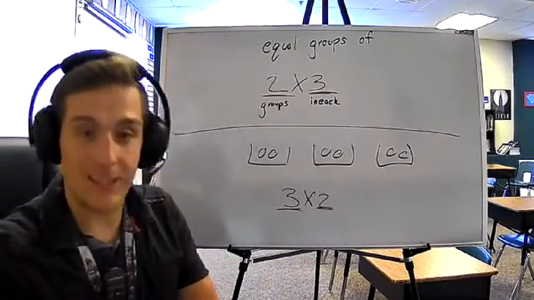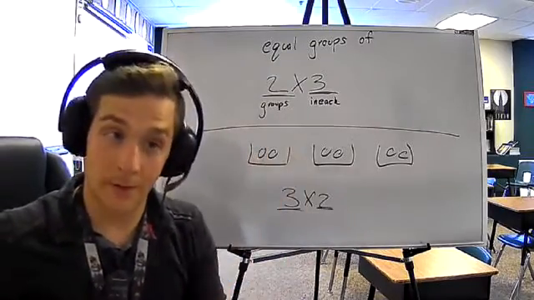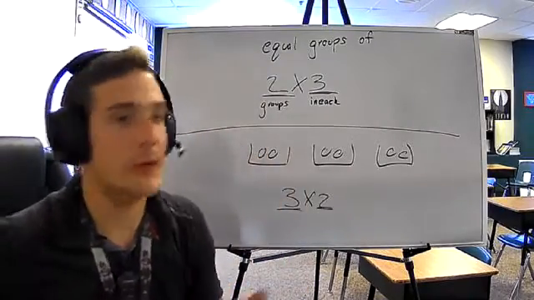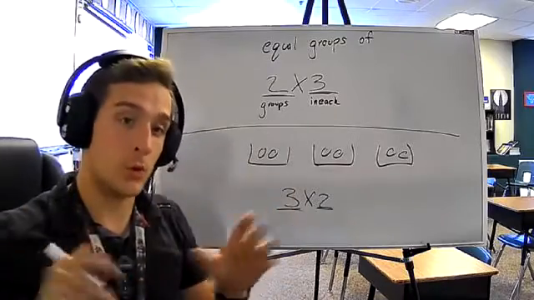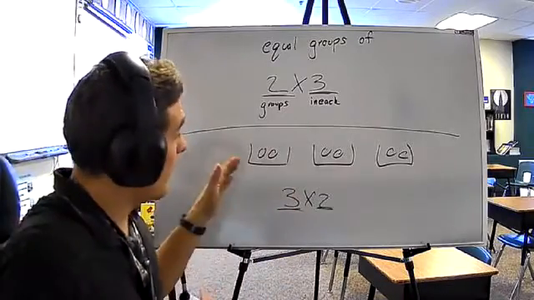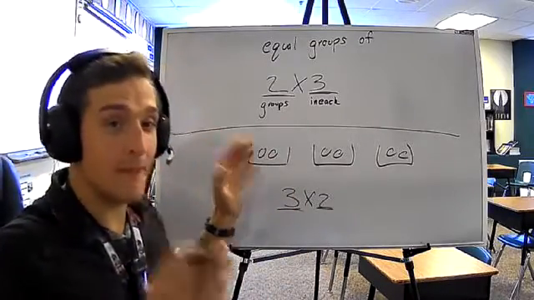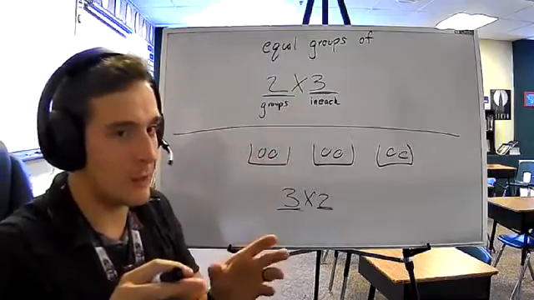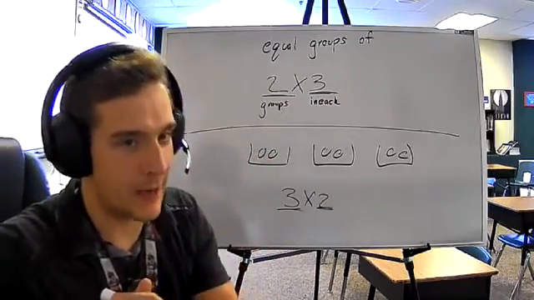Now, this kind of seems like a bit of a long, roundabout way of explaining the concept of what 2 times 3 or 3 times 2 is. But in the long run, we're trying to get across the idea that in math, numbers mean things. They're not just numbers. They have specific meanings behind them.